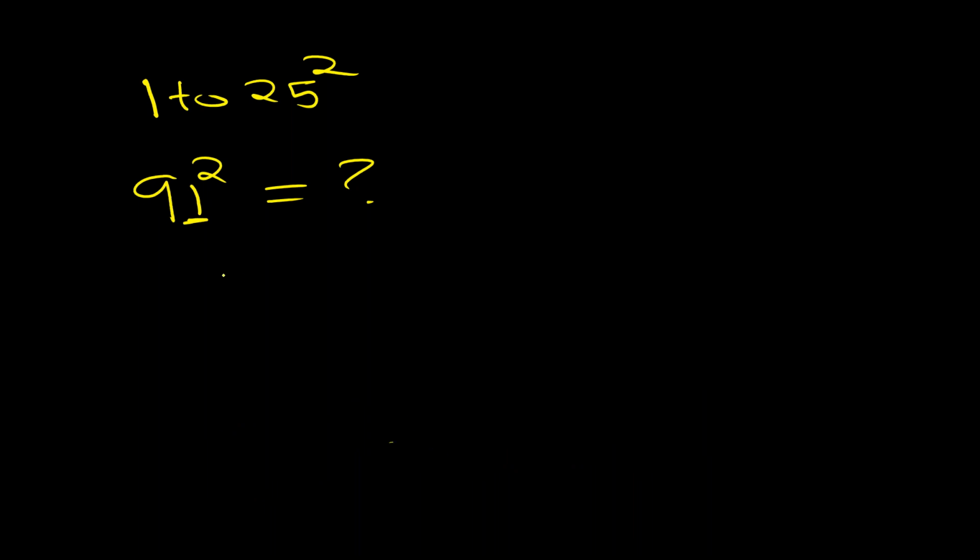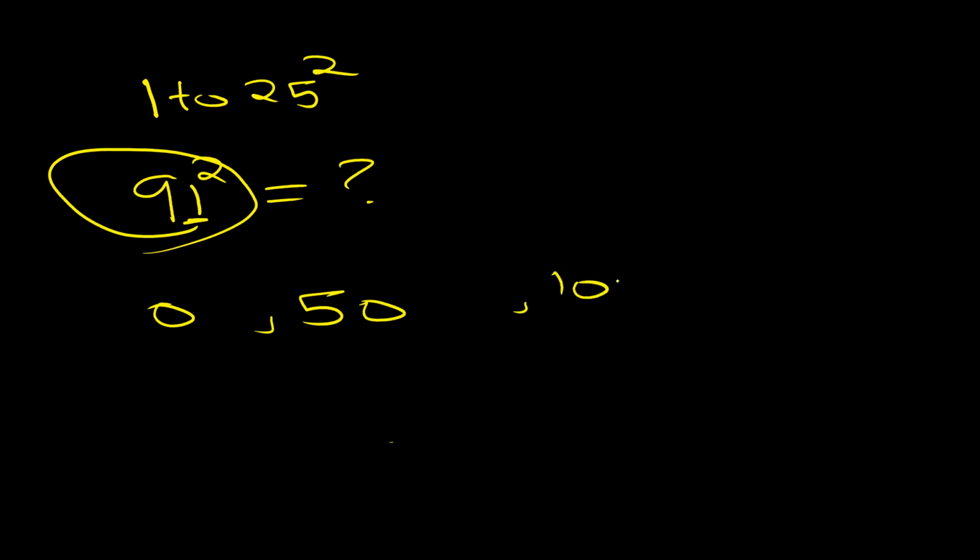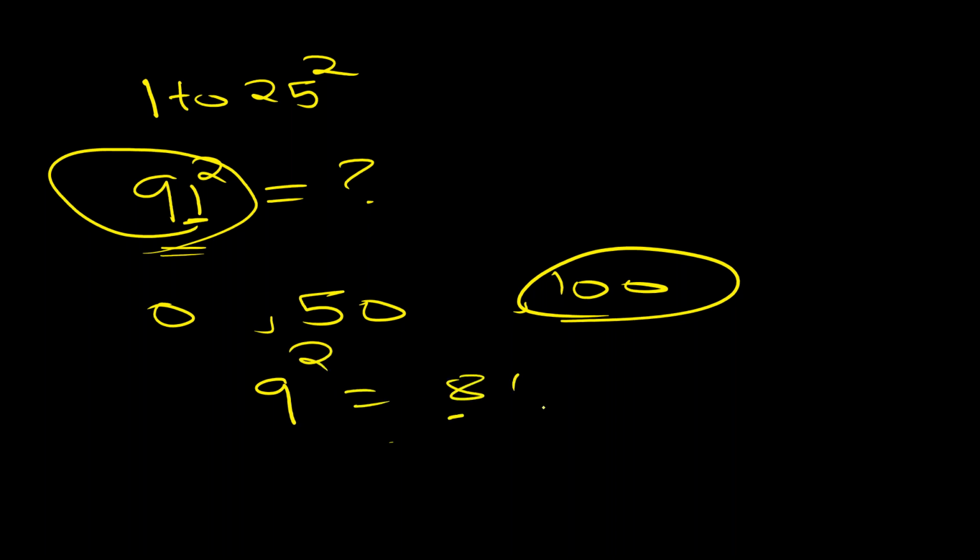The shortcut is very simple. First step, I'm supposed to check which number this 91 square is near to. So 0, 50, and 100. I have these three numbers, right? Of these three numbers, which number is nearest to 91? That is what I'm supposed to see. So 91 is nearest to 100, I'm sure. What is the difference from 100 to 91? It's just 9. So what is the value of 9 square? 81.